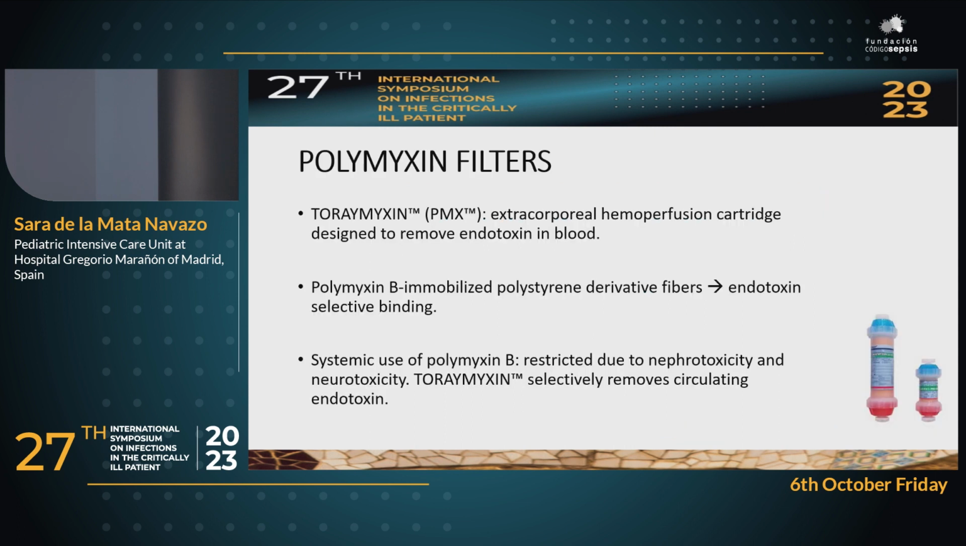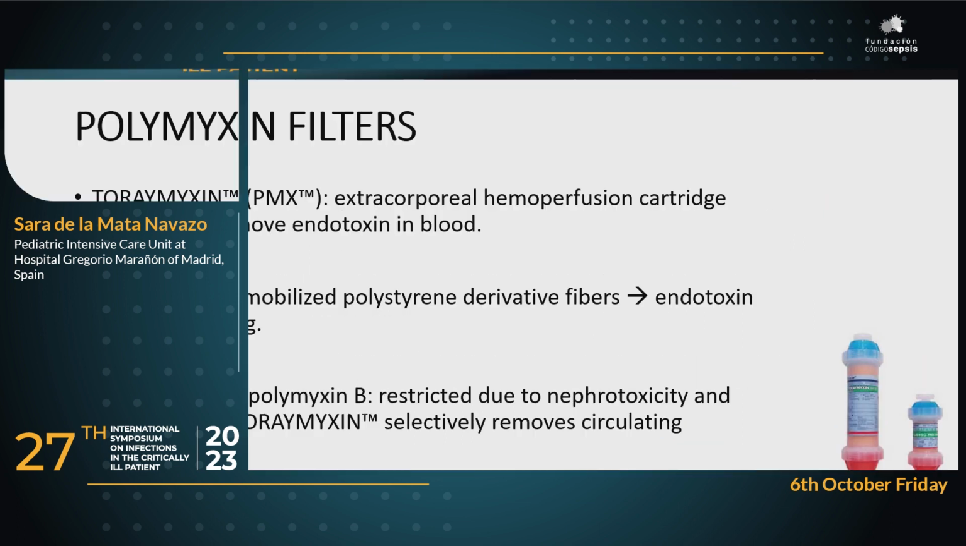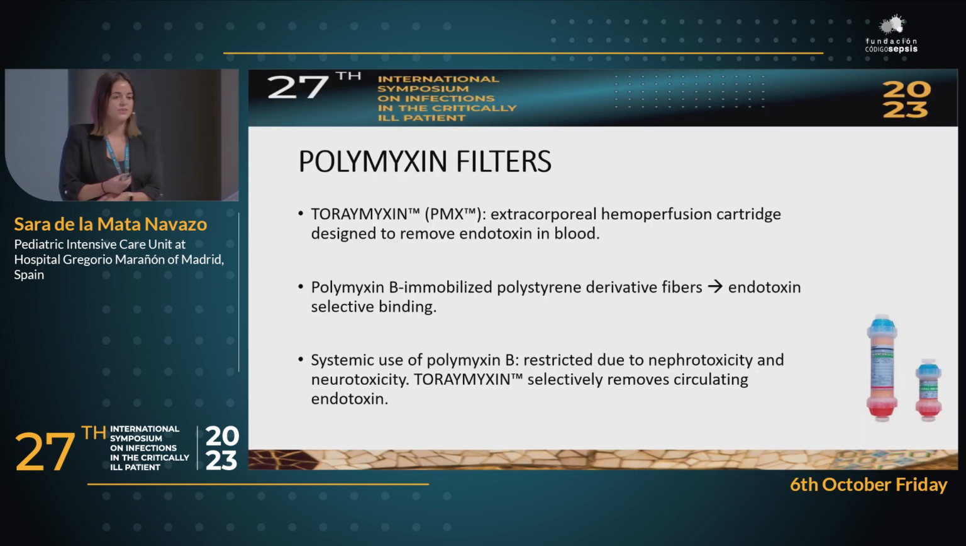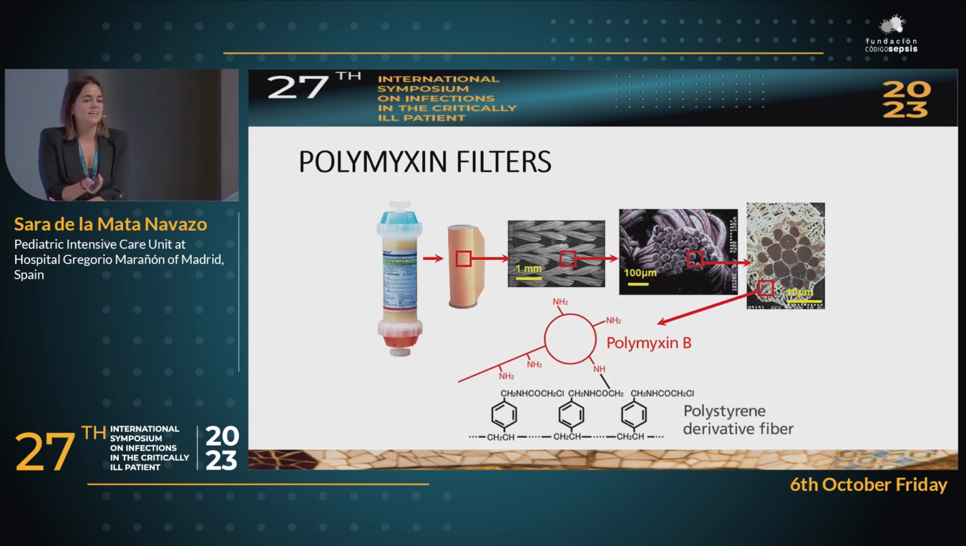Okay, so we've been talking about polymyxin filters. Polymyxin is the main filter that we have. It is made for extracorporeal hemoperfusion, and it removes endotoxin in blood. The systemic use of polymyxin-B is now restricted due to nephrotoxicity and neurotoxicity, however, polymyxin selectively removes circulating endotoxin.